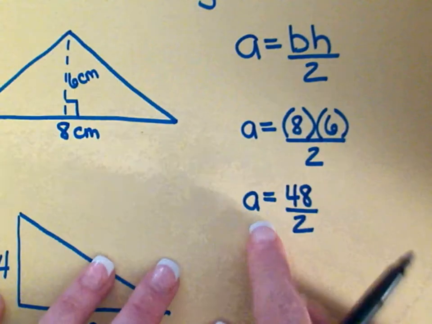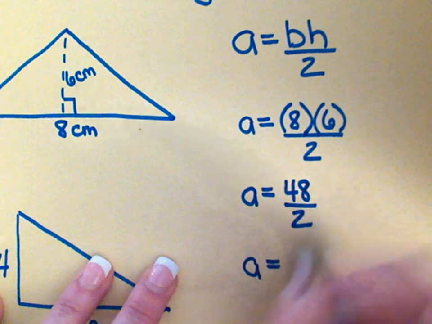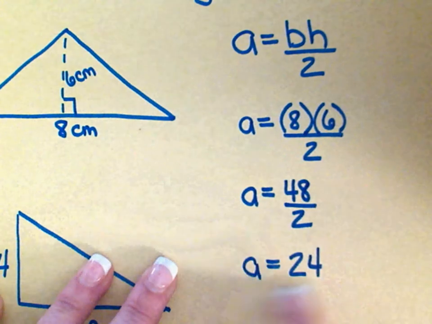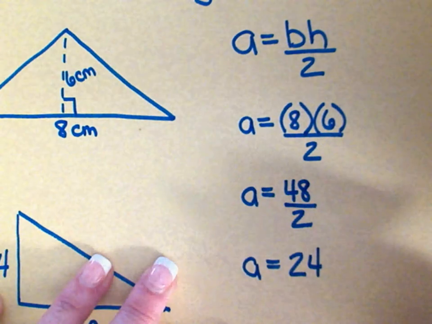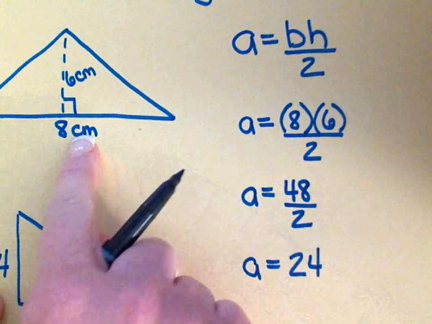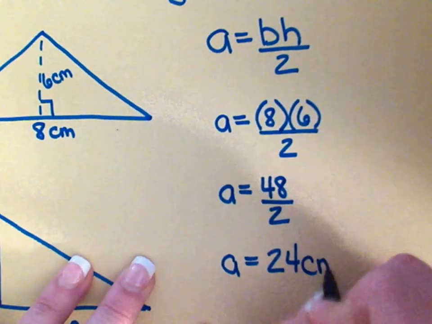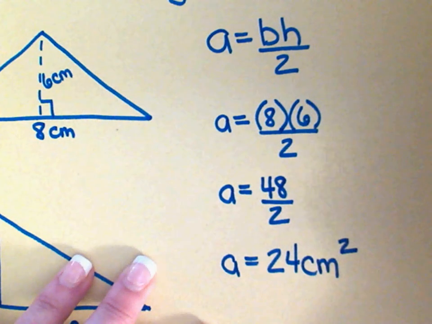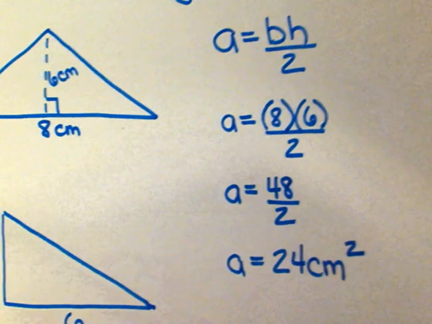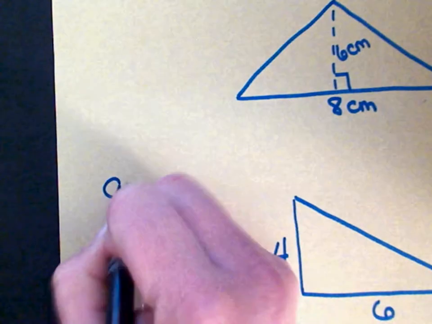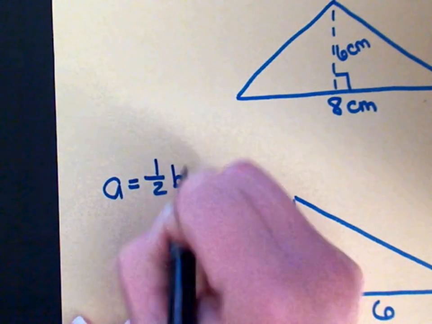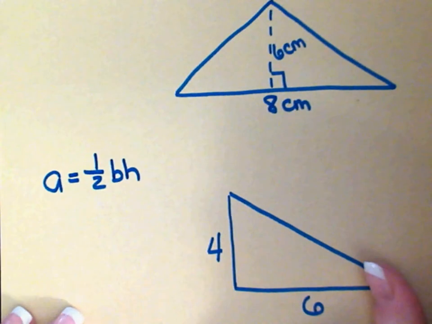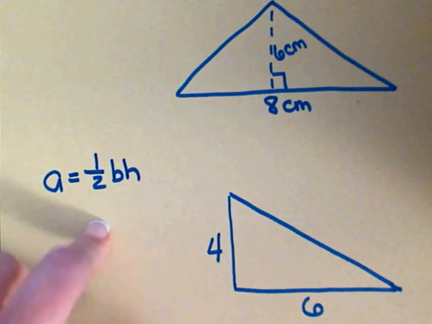Remember that side by side means you multiply, so again I'm going to go through each step. I still do not have area. Side by side I multiply. 8 times 6 is 48. Don't forget to bring down your divide by 2. I still do not have my area. 48 divided by 2 is 24. Now I'm left with just A equals. I know that's my area. Remember that we want to pull our unit of measure. We were in centimeters, so it's 24 centimeters, and to show it's area, it's squared.